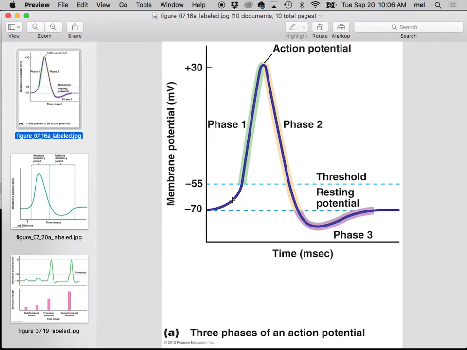And remember, this starts out with just the unequal leaking of sodium and potassium, right? Okay, so now I'm going to do this upsweep from here to here, from minus 70 to minus 55, okay? So first question about this is, what kind of channel is involved there? Chemical gated. Yes, chemical gated, what channels? Sodium.